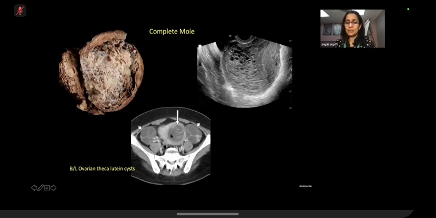It will be confined to the uterus. It will be a vascular heterogeneous mass within the uterus. So this appearance on ultrasound is called a bunch of grapes appearance or a snowstorm appearance.